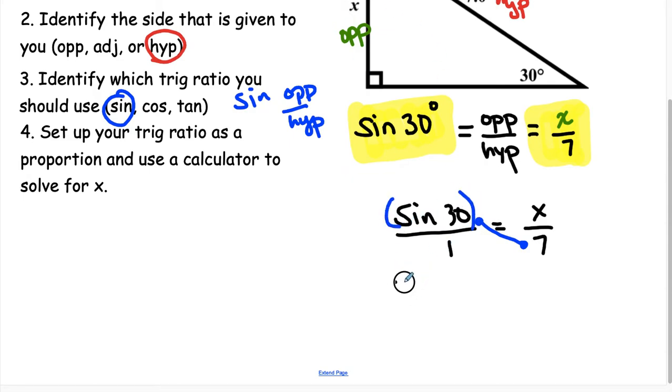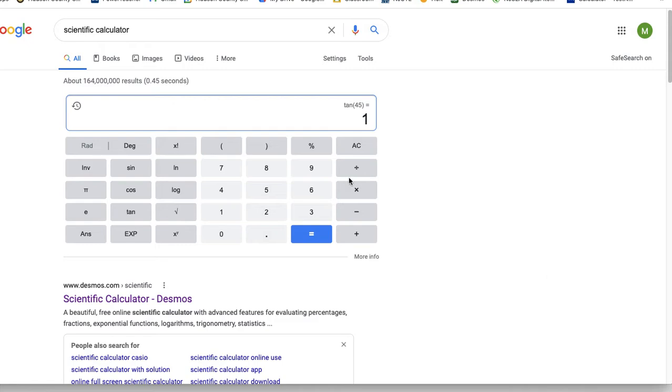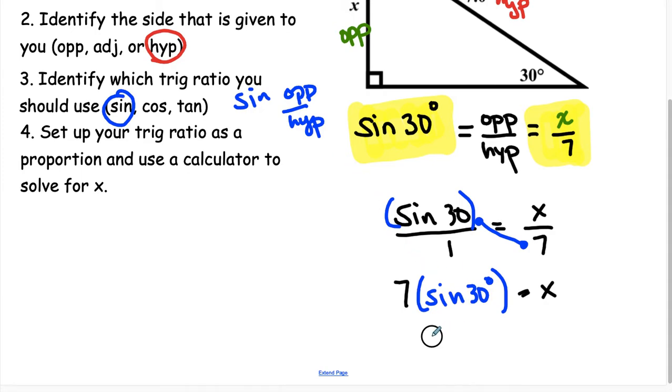So this is 7 times sine of 30, which is a number. It's a decimal, and it's equal to 1 times x, so that would just be x. Now we go to our calculator and enter 7 and then sine 30. We press enter, and that is 3.5. So we go back to our problem, and x is equal to 3.5. And that's how you would figure out the missing side.